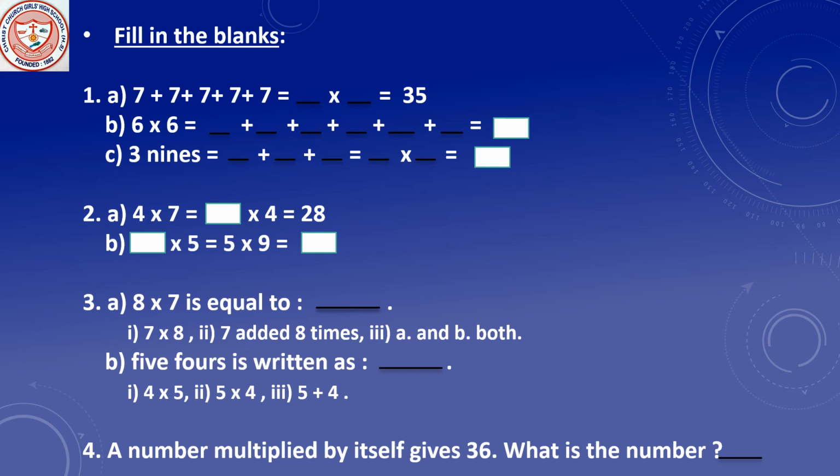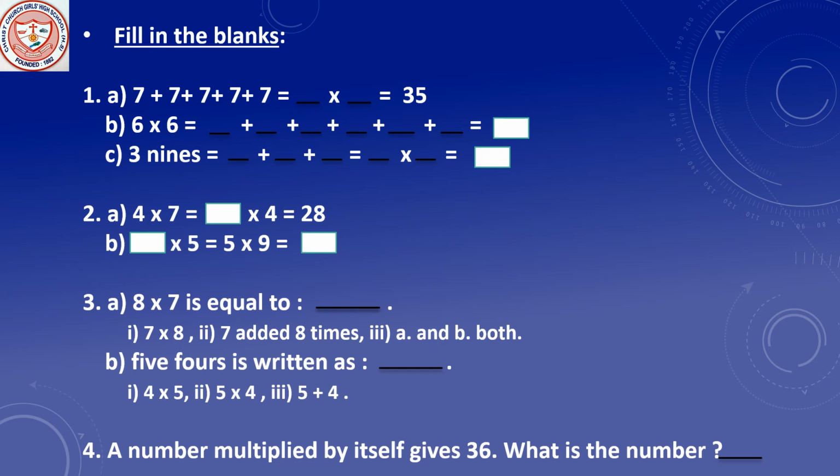B. 5 fours is written as options 1, 4 into 5, 2, 5 into 4, or 3, 5 plus 4. Now you have to do it on your own.